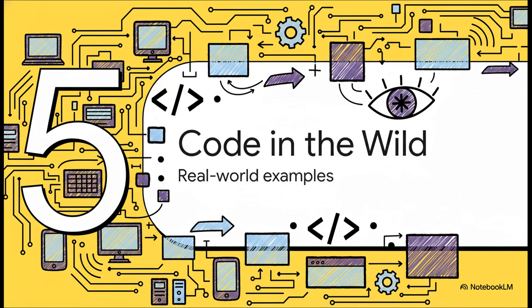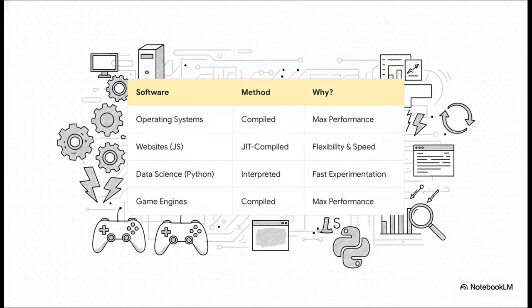Okay, so let's land the plane. For our final section, Code in the Wild, let's connect all these ideas to the actual software you and I use every single day. This table just nails it. Your computer's operating system or a graphics-heavy game engine, they need every drop of performance, so they're compiled. A dynamic, interactive website needs to be flexible but also feel snappy, which makes JIT compilation perfect for its JavaScript.